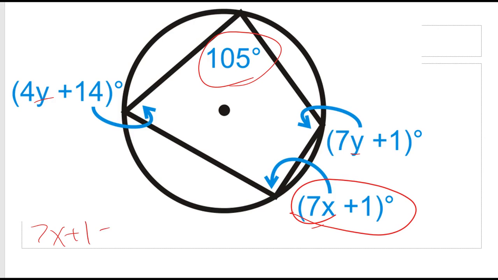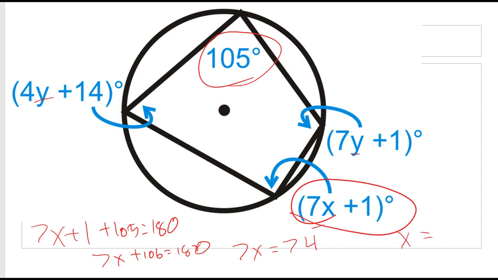Excuse me, 7x plus 1 plus 105 equals 180. I get 7x plus 106 equals 180. I just took 105 plus 1. I'm going to subtract 106 from both sides. I get 74. Divide that number by 7. I'm going to get a decimal. I'm going to get x equals 10. I'll say 10.6. I rounded. It was 10.571. So my answer x.